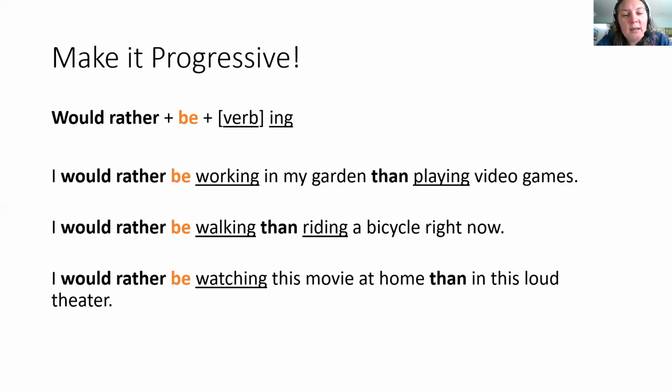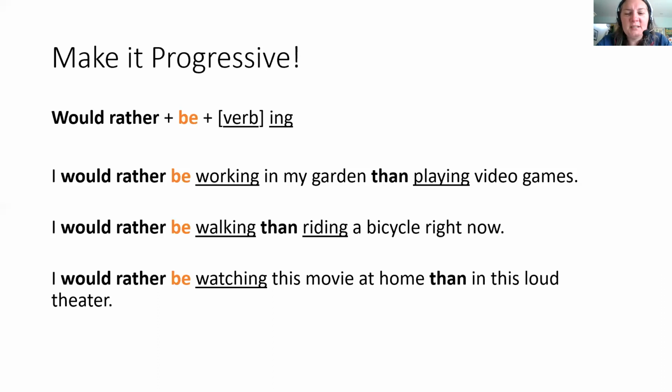I'd rather be walking than riding a bicycle right now. Maybe I love to ride my bike. I was just out for a bike ride this morning, actually. But maybe right now, I'd rather be walking. So we change it into progressive because we mean right now. It's not a general truth about my life. It's just something right now.